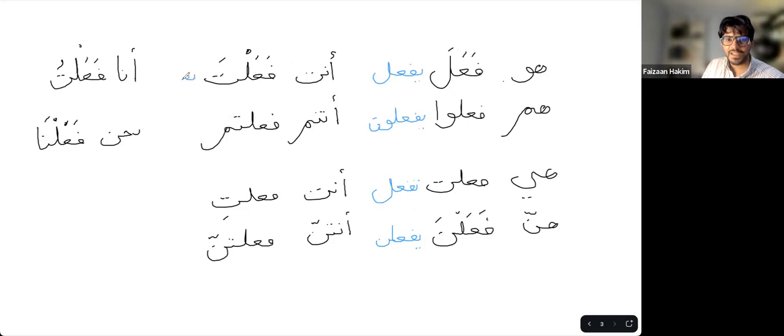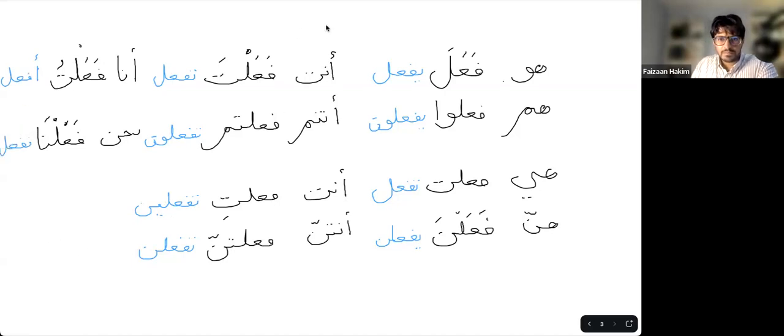أنت تفعل. أنتم تفعلون. يفعل يفعلون. تفعل تفعلون. Oops. First, أنتِ تفعلين. And أنتن, you just follow this. يفعلن تفعلن. And أنا فعلت. أنا أفعل. نحن نفعل. That's that. Then let's put in our object pronouns.